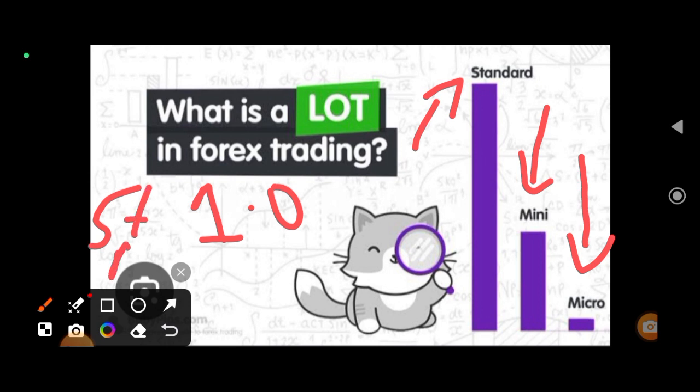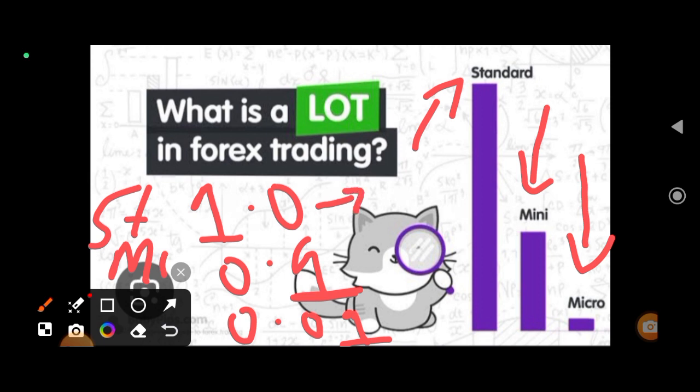So the mini is 0.1 lot size, while the micro lot size is 0.01. Right. So this standard lot, which is the biggest, for every pip, I hope you guys remember what pips are, for every pip move, this moves in $10. So let's say the price of an asset moves 1 pip. If you placed 1 standard lot size, it's going to move in $10.